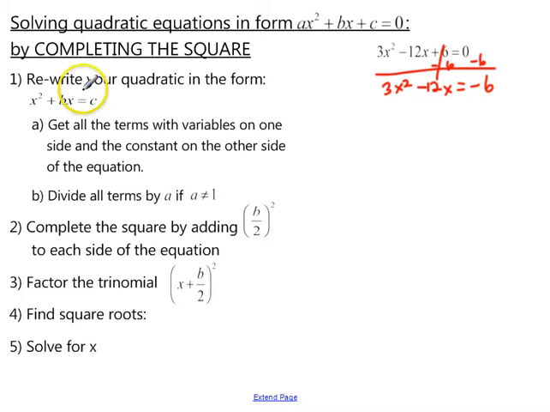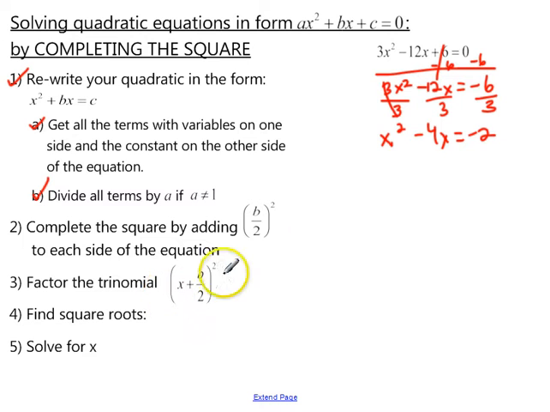Now, you should notice that that's our first step, getting all the terms with the variables on one side and the constants on the other side. The second step, we need to divide all the terms by a if a does not equal 1. Since we have an a of positive 3, we want to divide every single term by that positive 3. So then we cancel this, and we have x squared minus 4x equals negative 2.